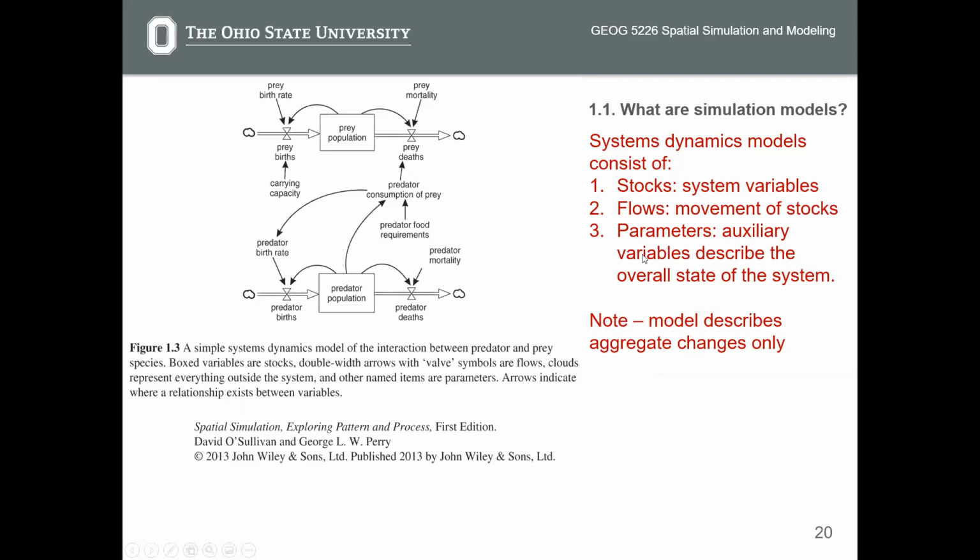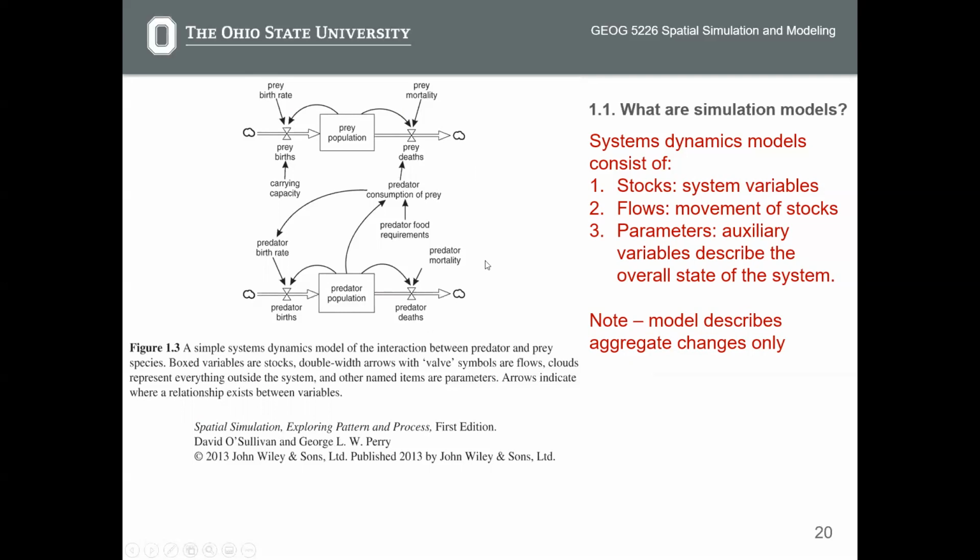Okay, parameters are other variables that describe the overall state of the system. For example, prey birth rate, prey mortality, right? Predator consumption of prey. These parameters are connected by solid arrows. These arrows are addressing the relative relationship between parameters, but these solid arrows are not flows. These 4, 1, 2, 3, 4 wide arrows are for flows.